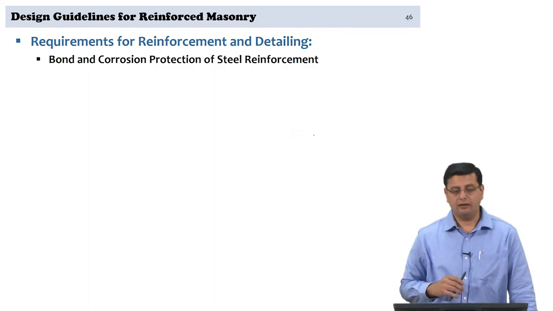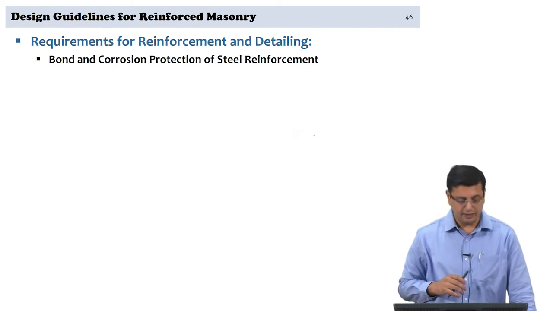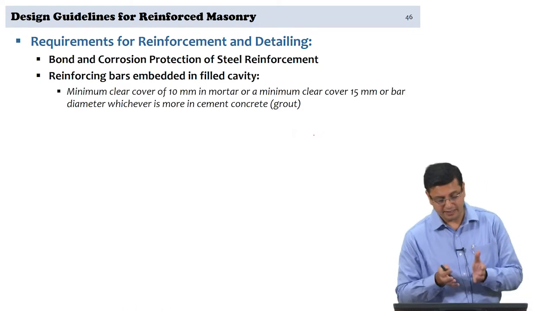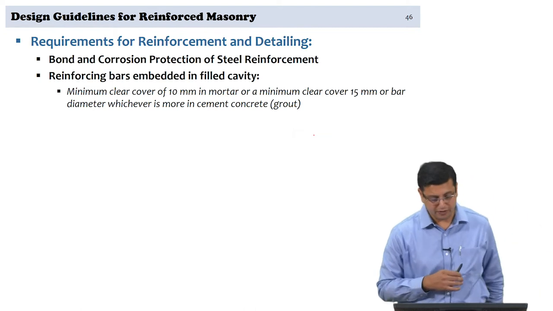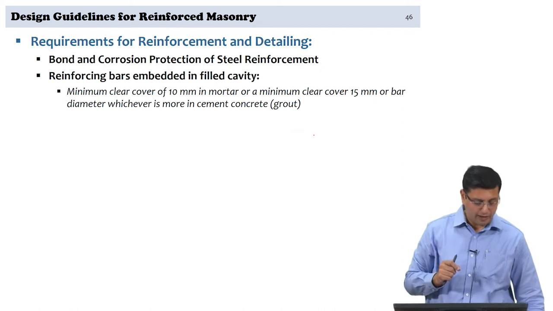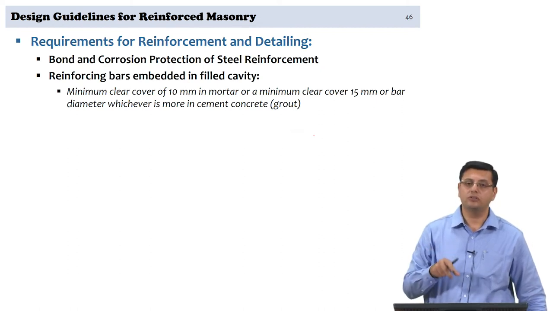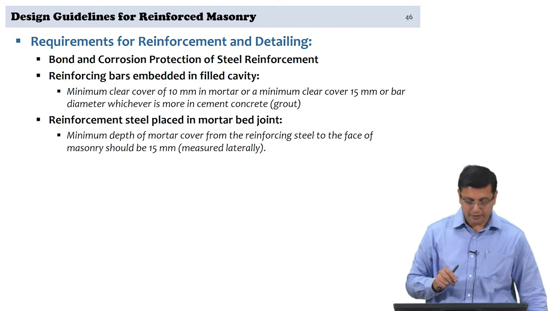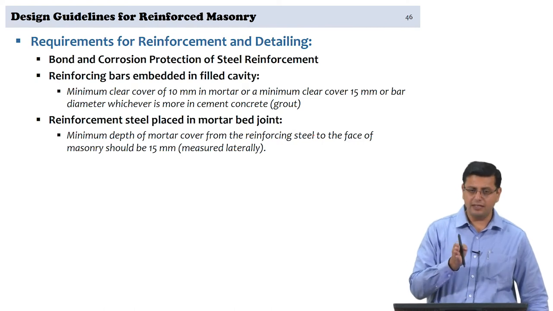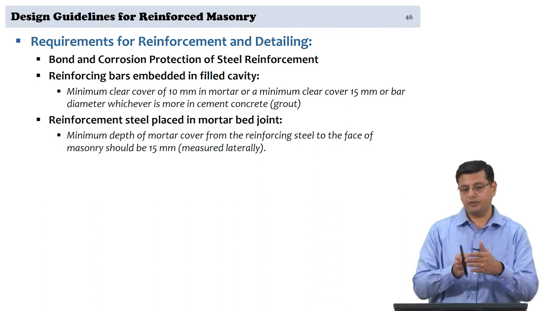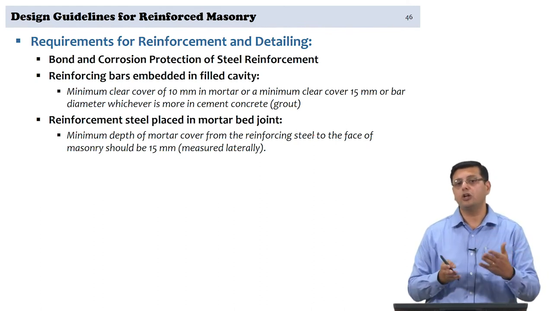As far as issues of bond and corrosion protection of the steel are concerned, these reinforcing bars are embedded in these cavities, and a minimum clear cover of 10 millimeters in the mortar, or a minimum clear cover of 15 millimeters, or the bar diameter, whichever is more in the grout, has to be provided. And if you are placing reinforcement in the mortar bed joint, you have to ensure that the minimum distance, if you are looking at the cross section, between the edge of the reinforcement and the face of the masonry is not less than 15 millimeters.